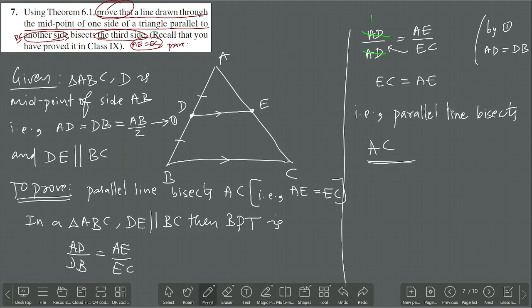Recall that you have proved it in class 9. What you proved? By using midpoint theorem. Do you remember it? Midpoint theorem says what? They will be telling DE parallel to BC, then DE equal to half of the BC, when we join two midpoints. Then converse of midpoint theorem, we can say it will be like that. But there we no need to go. Here we are going with a Thales theorem result. Is it okay?